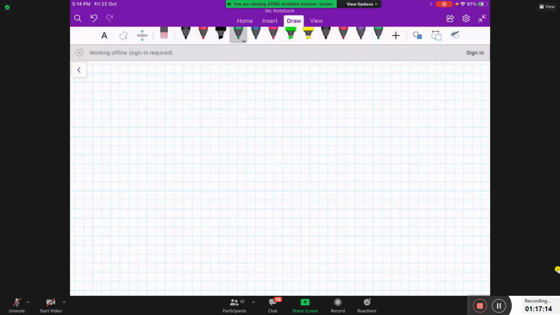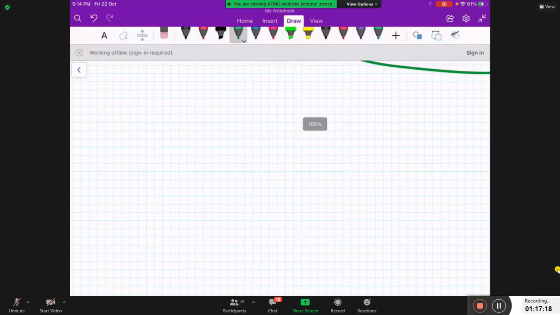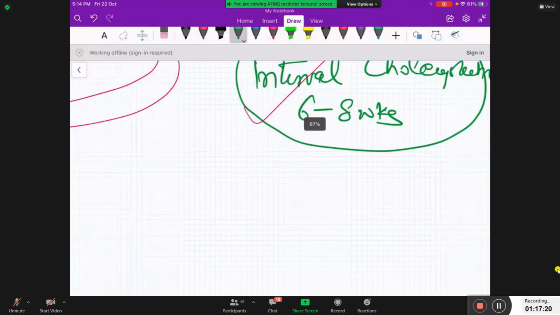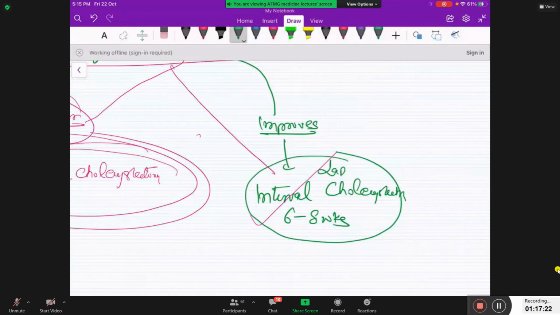Let's move ahead. So this patient, imagine a patient comes to us with acute calculus cholecystitis, but came to us after 72 hours. What will you do? And then interval laparoscopy.